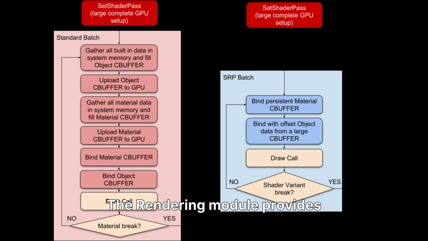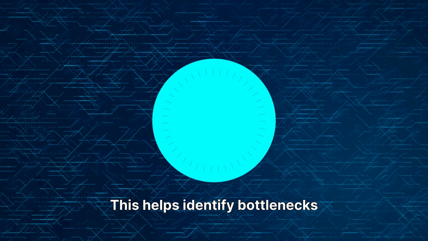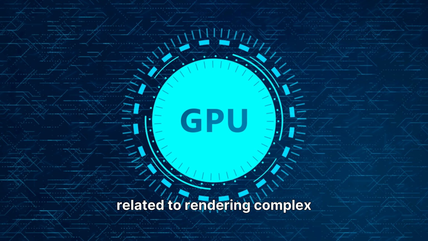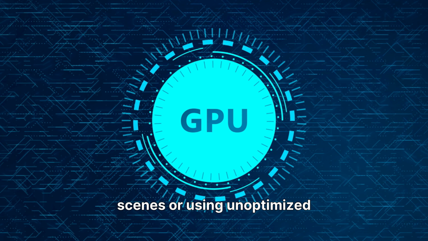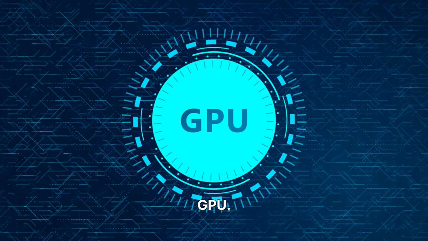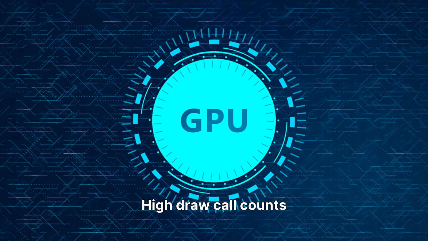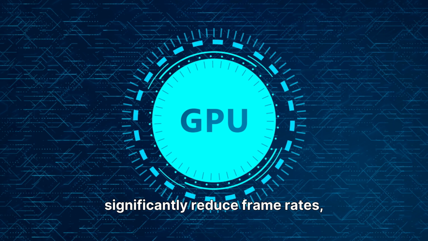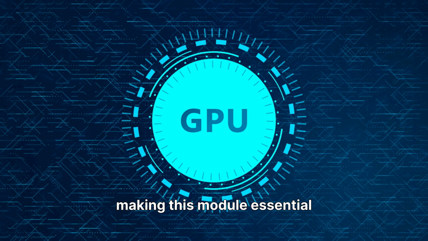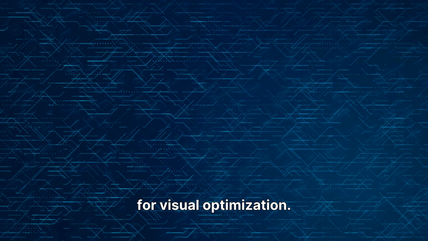The rendering module provides crucial insights into your game's rendering performance, including draw calls, batches, and shader performance. It helps you understand how efficiently your game is being drawn to the screen. This helps identify bottlenecks related to rendering complex scenes or using unoptimized shaders that strain your GPU. High draw call counts or complex shaders can significantly reduce frame rates, making this module essential for visual optimization.